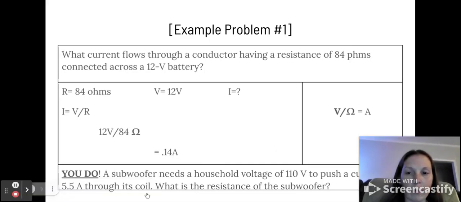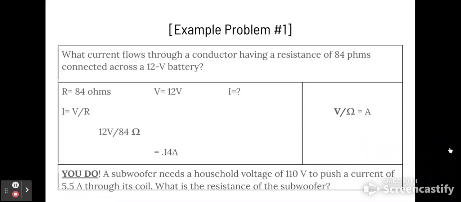I'm going to cut off my camera and slide that thing to the side so that you can pause your video and try this example.